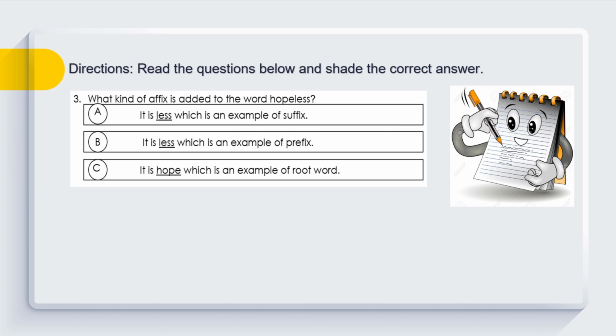4. What kind of affix is added to the word undecided? A. It is un, which is an example of suffix. B. It is un, which is an example of prefix. C. It is decided, which is an example of root word. 5. How will you know if a suffix is added to the root word? A. There is a syllable added at the end of a root word. B. There is a word added at the end of a root word. C. There is a syllable added at the middle of a word.